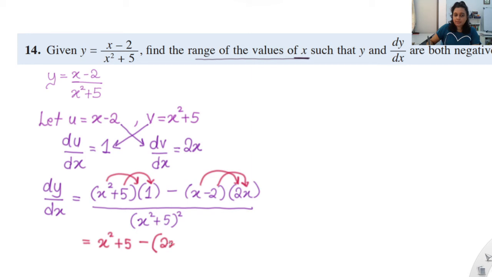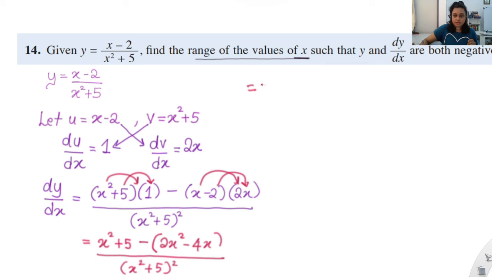Okay, 2x squared and then minus 4x. Okay, done. Then divide the whole thing, just copy back, x squared plus 5 squared. Okay, done, ready. Now you can solve. Okay, now we solve. So we'll use this.